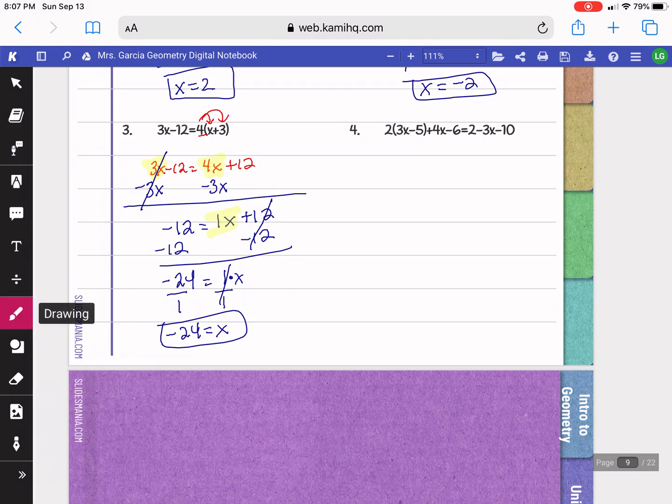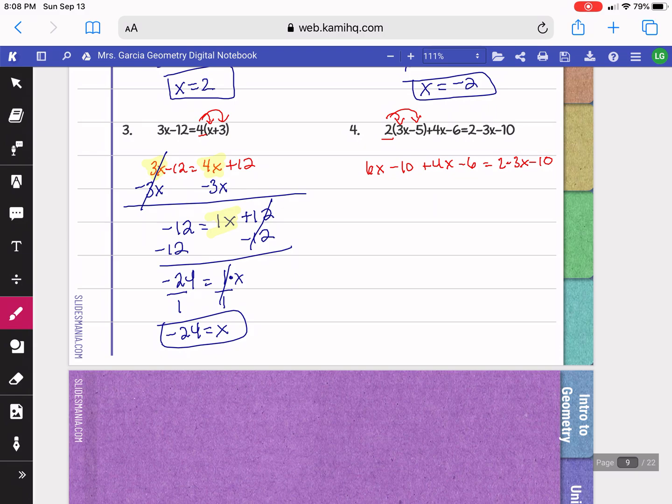If we look at the last problem, this one's going to involve several steps. First, I see parentheses, so I know I need to distribute that 2. So 2 times 3x is 6x. 2 times negative 5 is negative 10. And then I can bring down the plus 4x minus 6 equals 2 minus 3x minus 10.